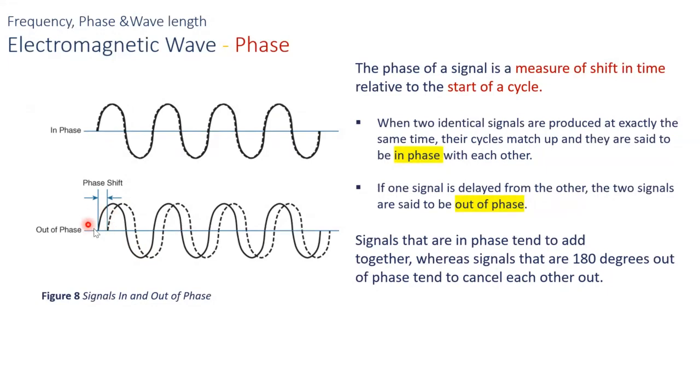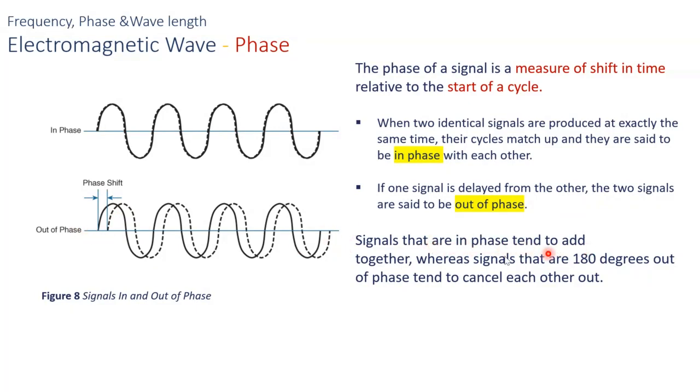If one signal, like you see here, is delayed from another one, so there is delay between the two signals, the two signals are said to be out of phase. There is a phase shift between them, right? There is a phase difference between the first signal and the second signal, so they are out of phase.